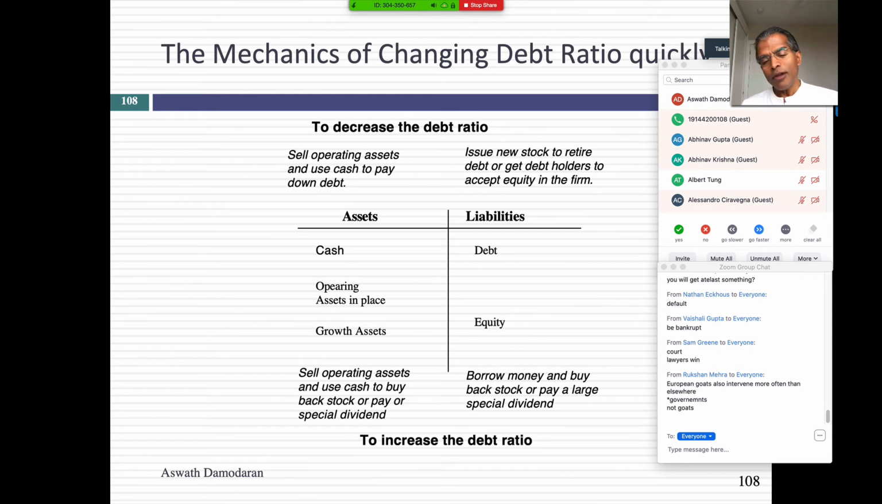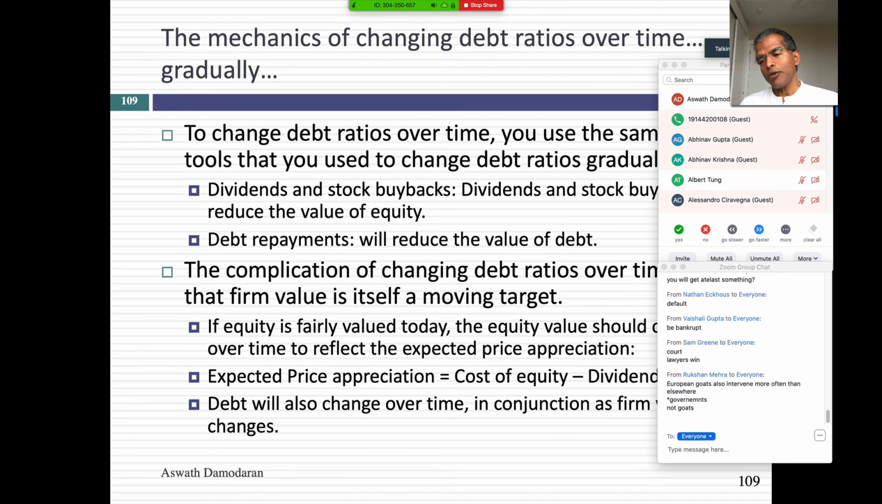If you're underlevered, much easier options, right? To increase the debt ratio, you can sell operating assets, and because you're in good shape, you can use that cash to buy back stock or pay a dividend. Or you can borrow money and buy back stock, do a recapitalization. So what you're effectively doing is making a judgment on moving your debt ratio quickly.